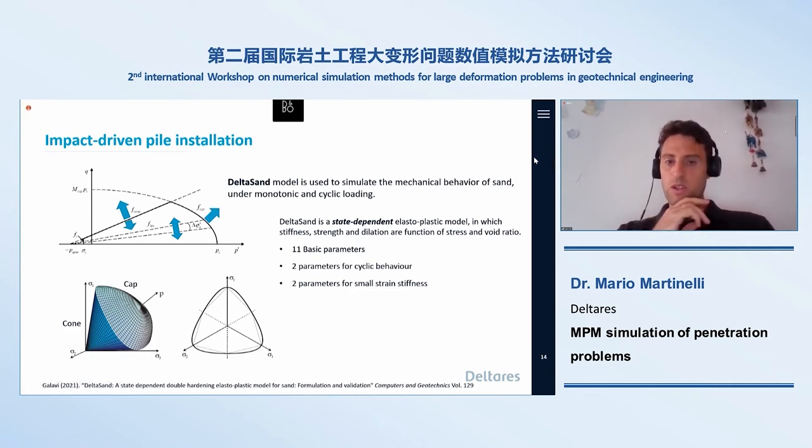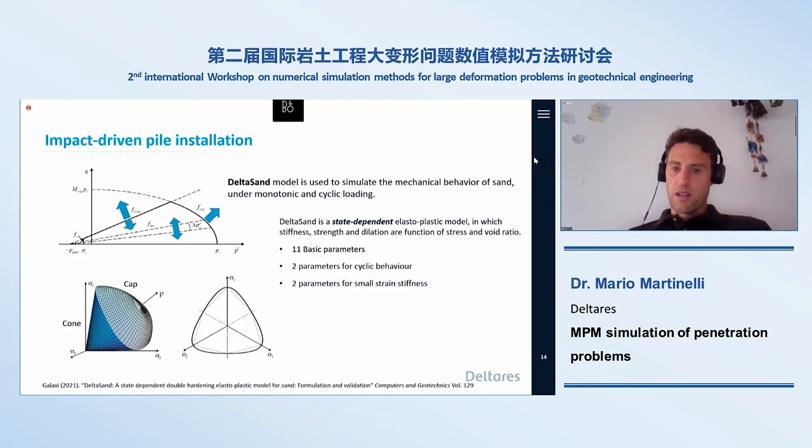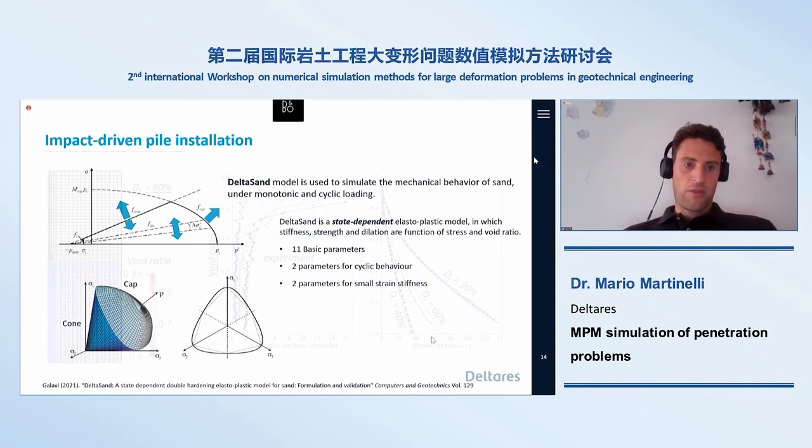The advantage of this model is that there is a quite reasonable set of parameters, and some of them are well explained in the original paper. Most of them are basic parameters needed for the monotonic behavior. Some are needed for cyclic behavior, and others for the small strain stiffness. This model is able to describe not only the monotonic behavior but also the cyclic response of a sand.